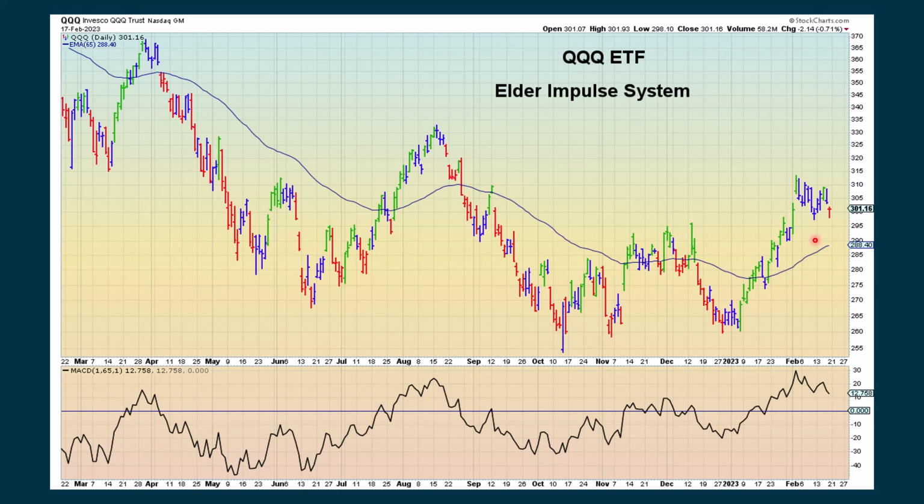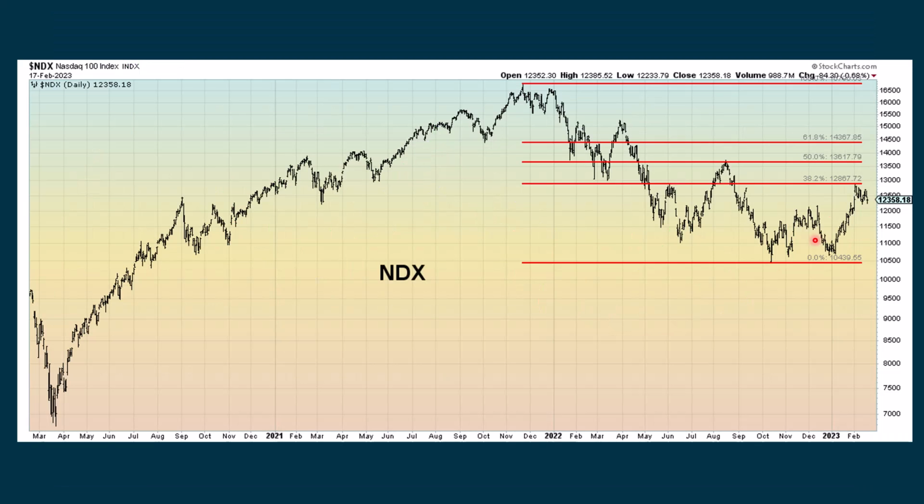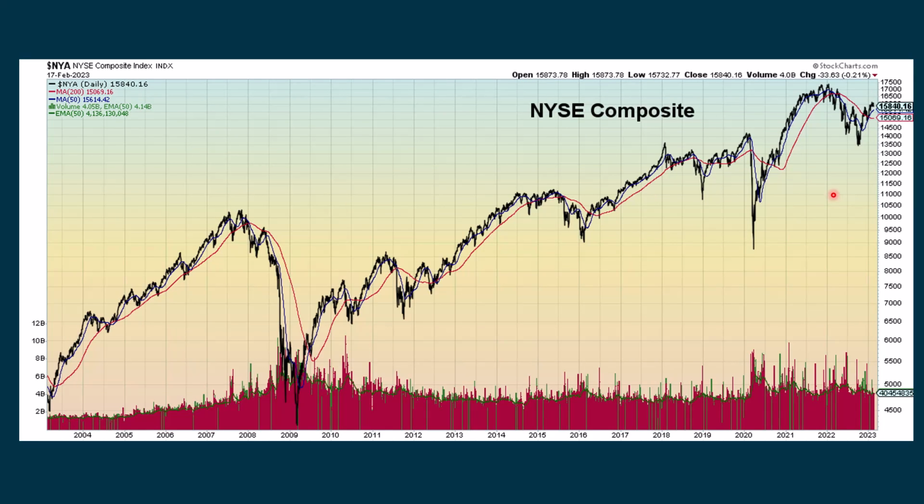And our Elder Impulse system is also a negative. And then here's a Fibonacci measurement looking from the all-time high to the lows set last fall, where we came back up to this 38.2% retracement, and that has been overhead resistance.